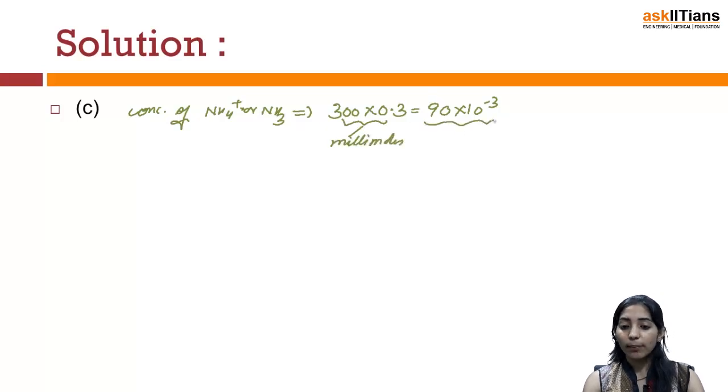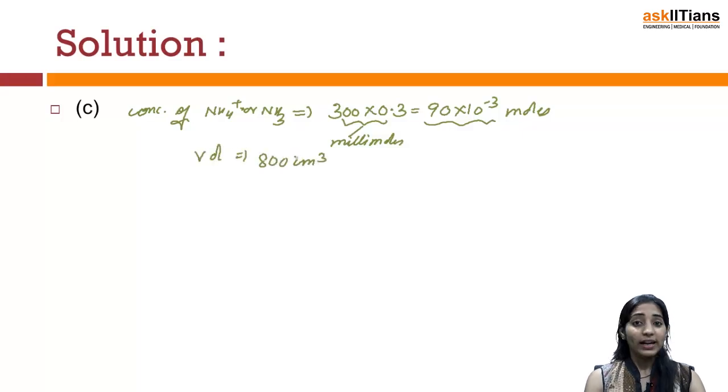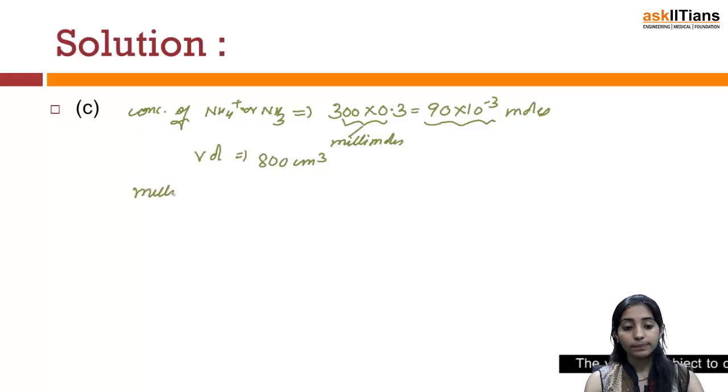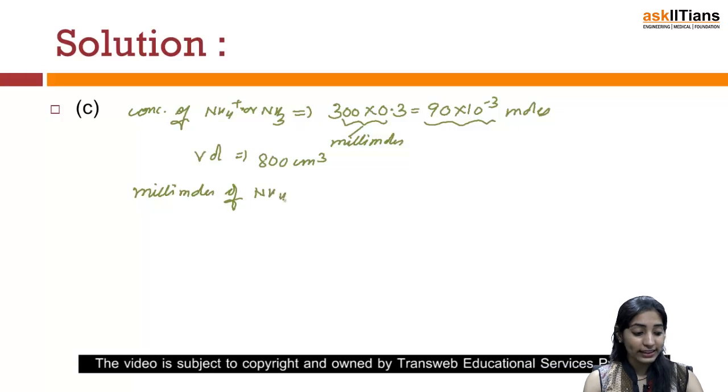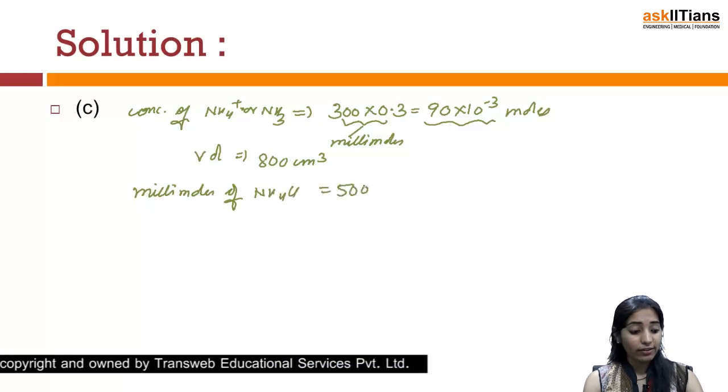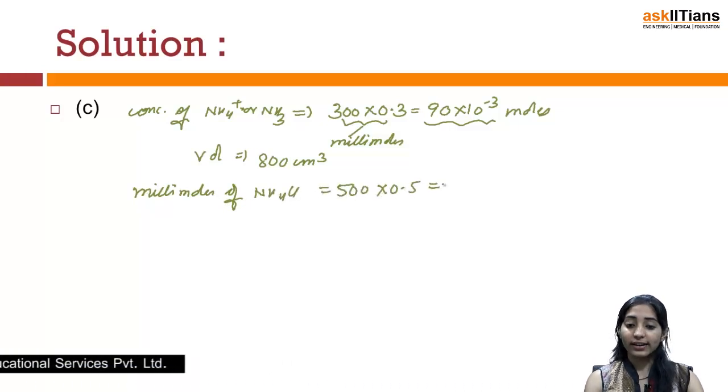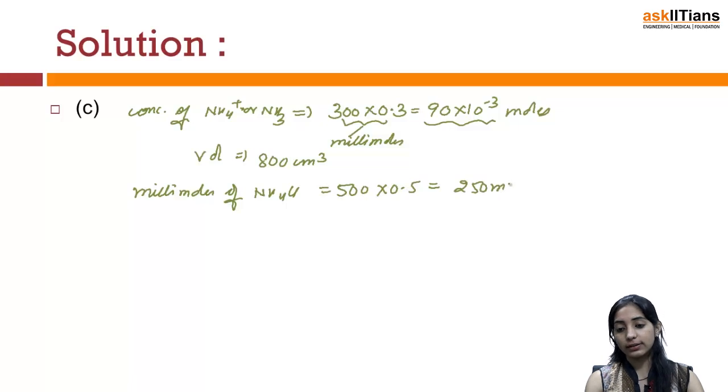So this will be the number of moles. And what will be the volume of solution? That is 800 centimeter cube. If I do the same for the millimoles of NH4Cl, that will be 500 times 0.5, that is 250 millimoles. So I can very easily find what will be the new concentration of NH4Cl in the solution.